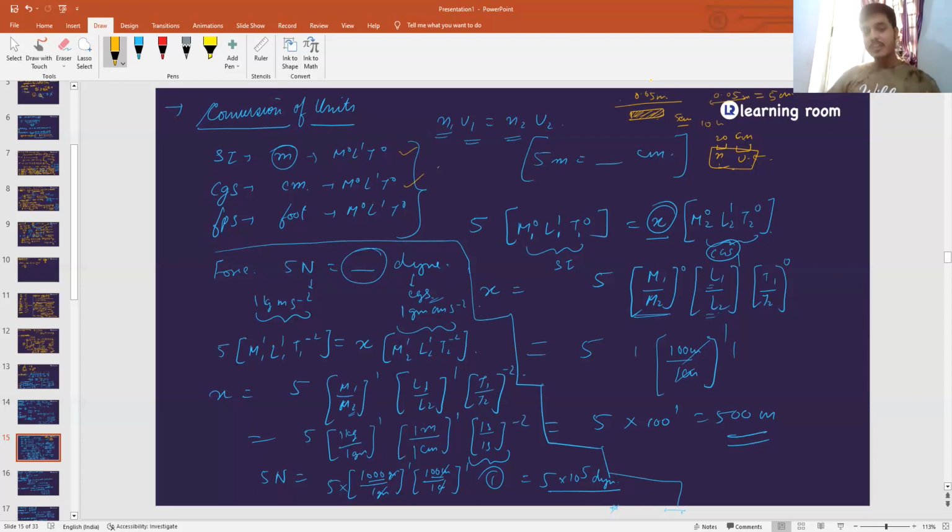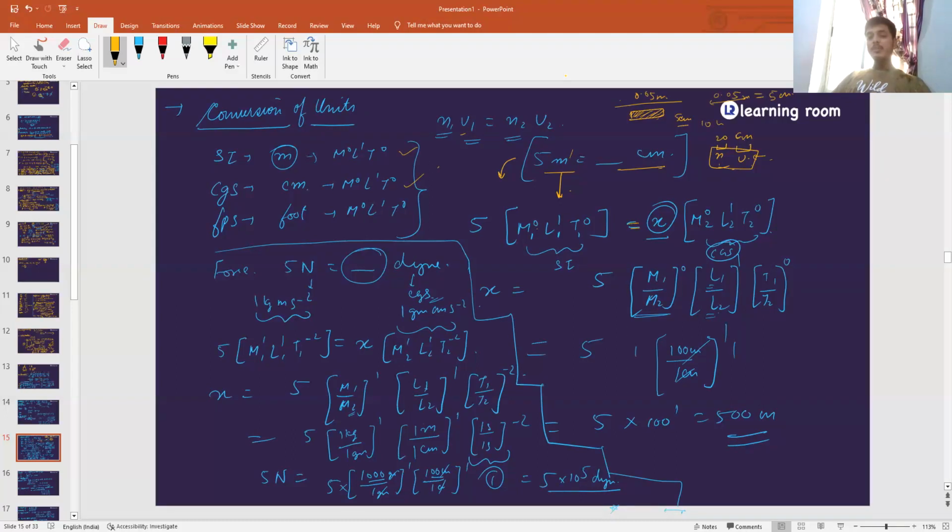So for example, if I had to convert 5 meter into how many centimeters, and I didn't know, but I have the knowledge of conversion of units through dimensions, what will I do? I'll write the unit of this quantity first. This unit U1 is written in dimensional quantities. So meter means length to the power 1. So that is M0, L1, T0.